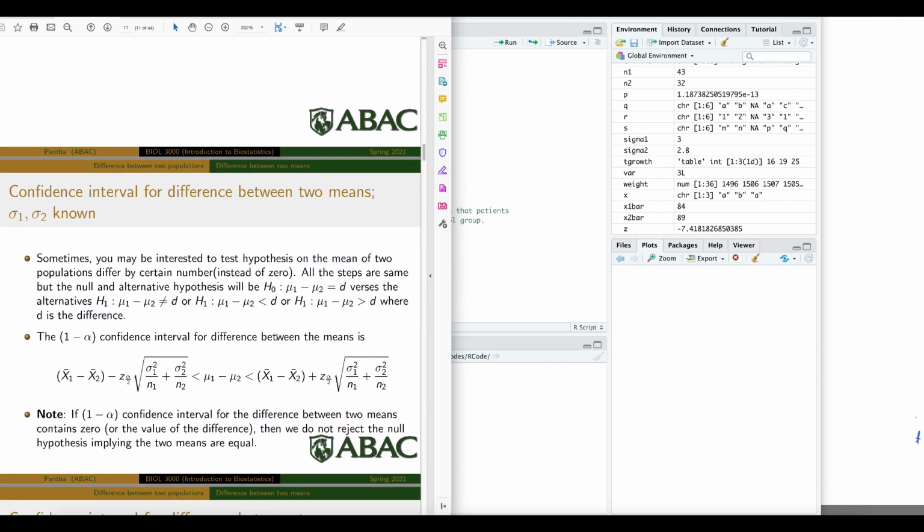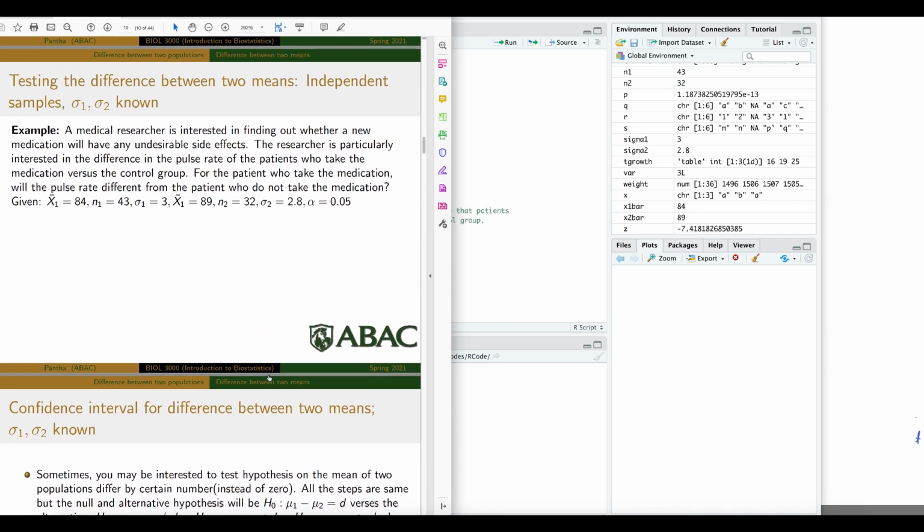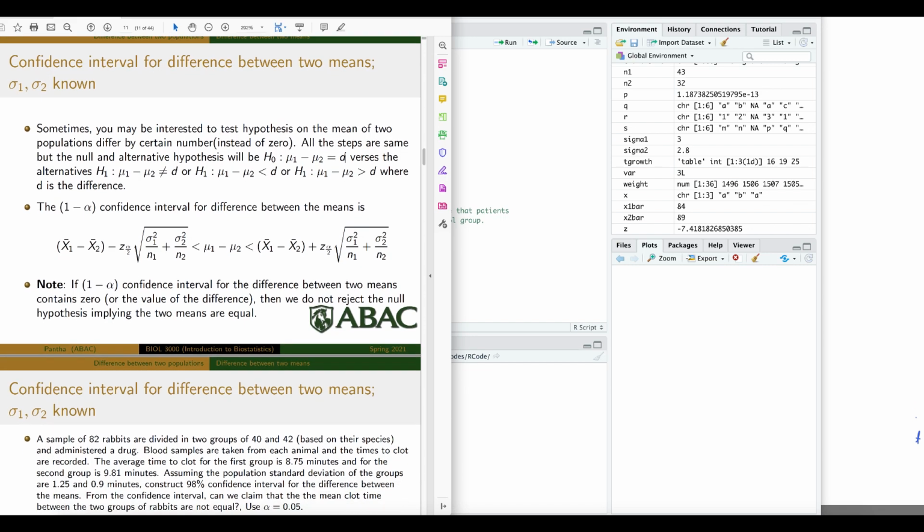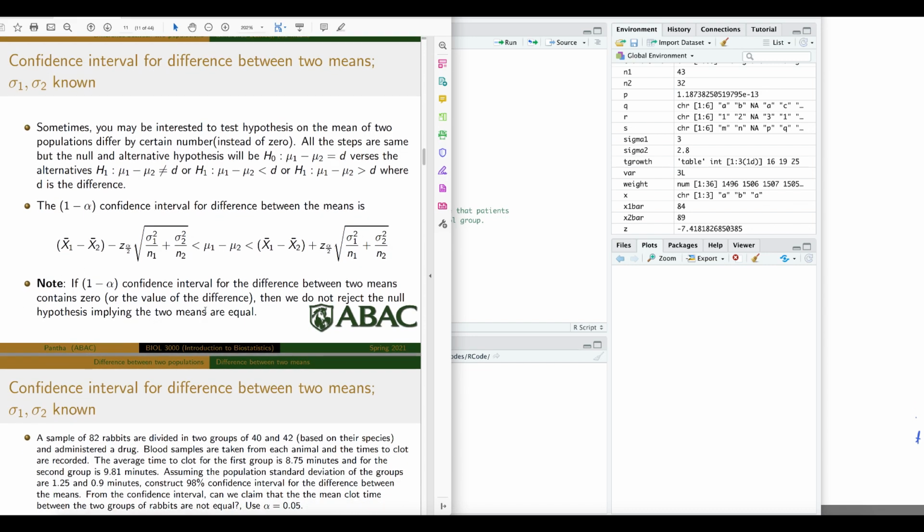So the 1 minus alpha confidence interval for the two sample test of means when sigma 1 and sigma 2 are given is this. x1 bar minus x2 bar, minus z alpha half times the root, which is basically the standard error, and mu1 minus mu2, the difference in the population means, is between this number and that number. Note that if the 1 minus alpha confidence interval for the difference between two means contains 0, then we do not reject the null hypothesis. If that interval does not contain 0, then we reject the null hypothesis. So this is another way of testing the hypothesis by using the confidence interval.